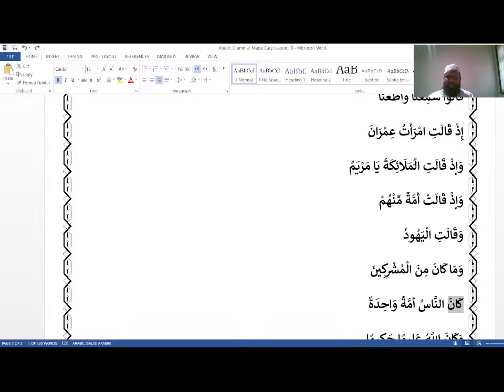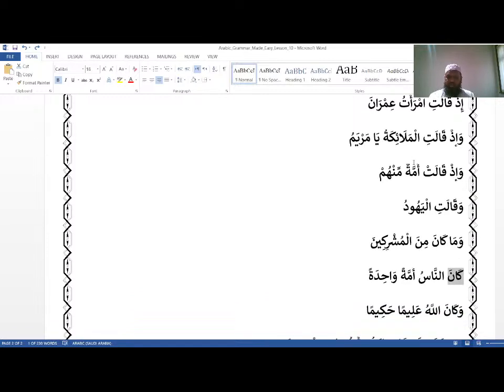كان الناس أمة واحدة. The واحدة is a description of أمة. We will learn that a description follows the i'rab of the ism before it. The ism is described. People were one nation. Next, وكان الله عليما حكيما. See again over here, Allah is in حالة الرفع because he is اسم كان. عليما is in حالة النصب because of خبر كان.